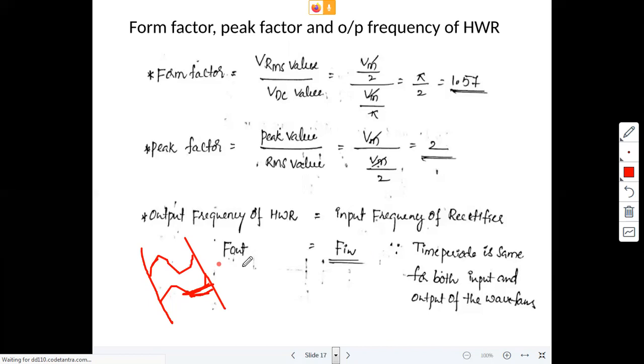What is the relation between time period and frequency? Time period T is equal to 1 by F. So the time period is the same for the input signal as well as the output signal, so the frequency is also the same for half wave rectifiers.